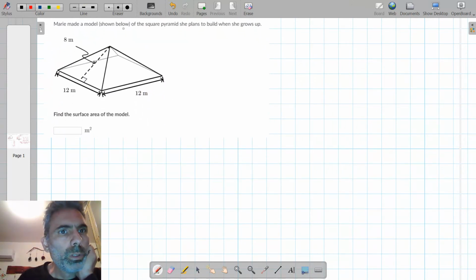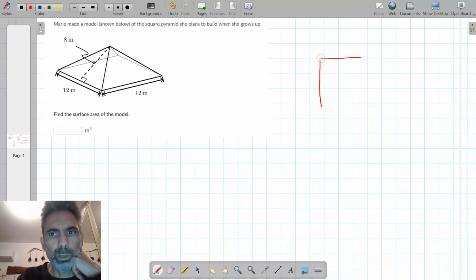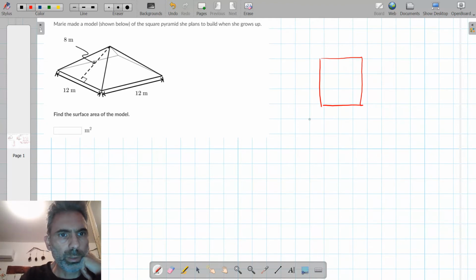Marie made the model shown below of the square pyramid she plans to build when she grows up. Find the surface area of the model. The base of the square pyramid is a square with an area of 12 times 12, which is 144.